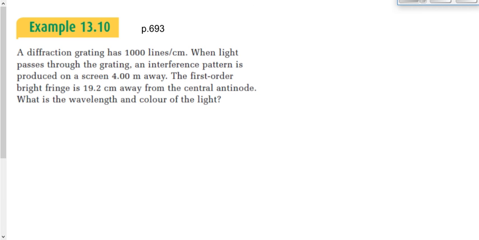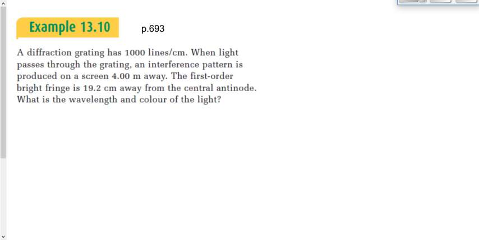Well, let's do one more and then we're going to call it a day, okay? A diffraction grating has 1,000 lines per centimeter. Wait a second. 1,000 lines per centimeter. What does that mean? You know what? We'll come back to that. Okay, we'll come back to that.